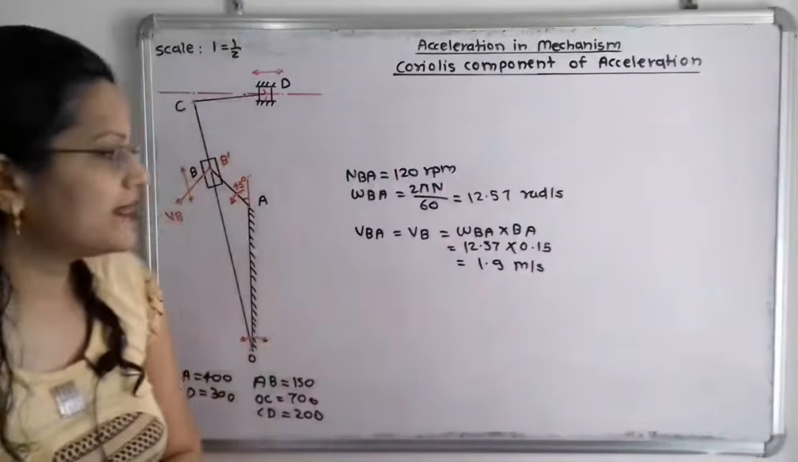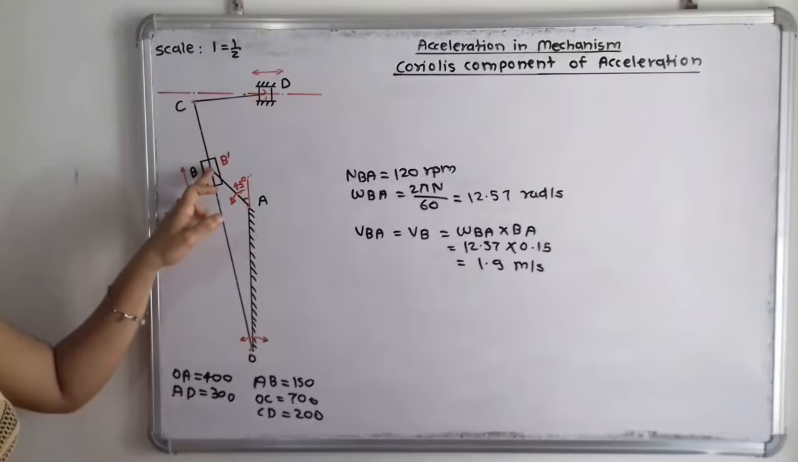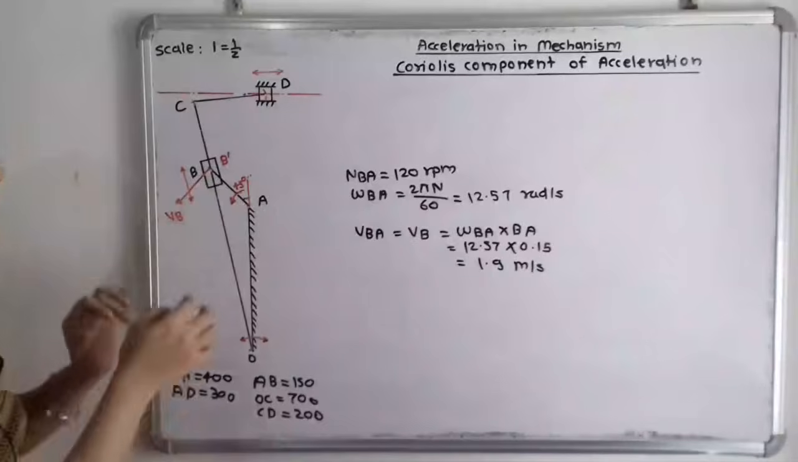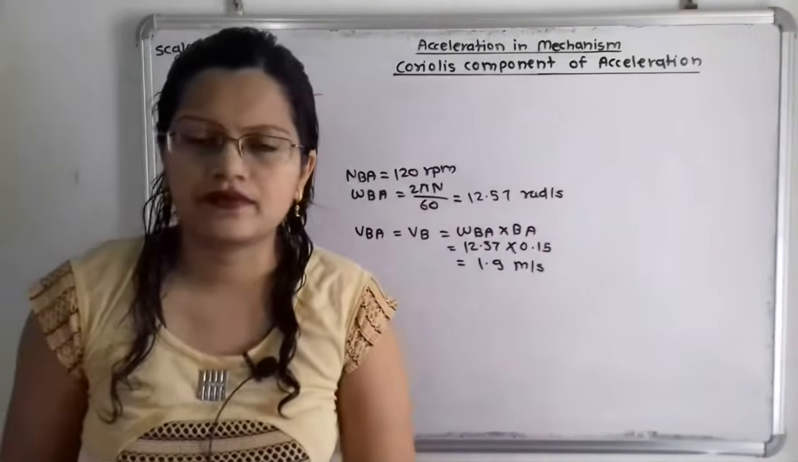And at the point B there is the slider that we have to draw, and the point B dash is the coincident point. So the coincident point B dash I have drawn with the help of a red marker.